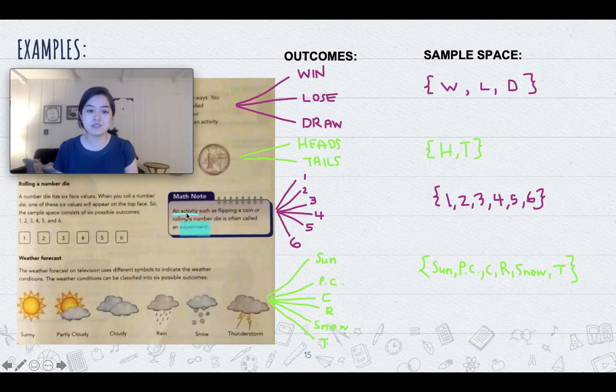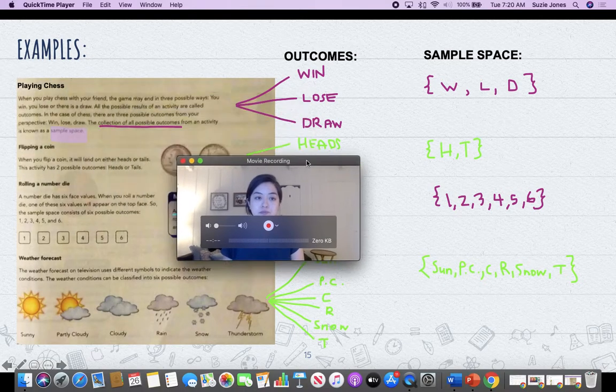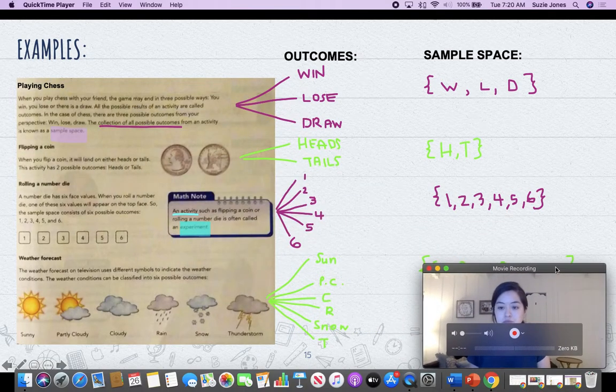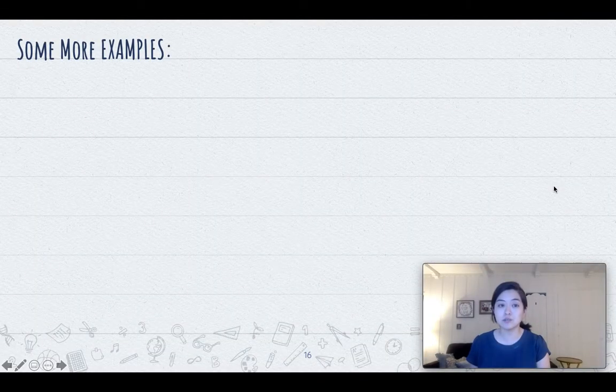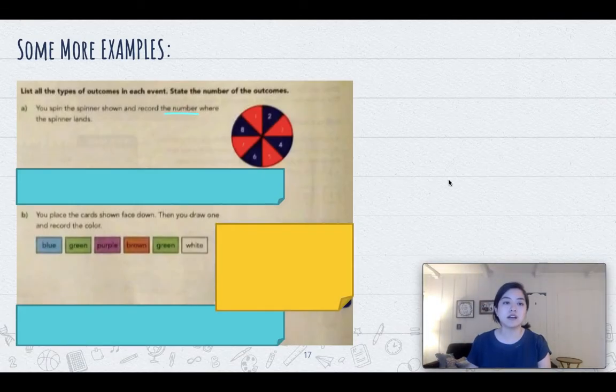And an activity such as flipping a coin or rolling a number of dice is often called an experiment. And from the experiment, you can see what the possible outcomes are and then the sample space. All right, here's some more examples. Now we're going to list the types of outcomes for each event and then state the number of outcomes.